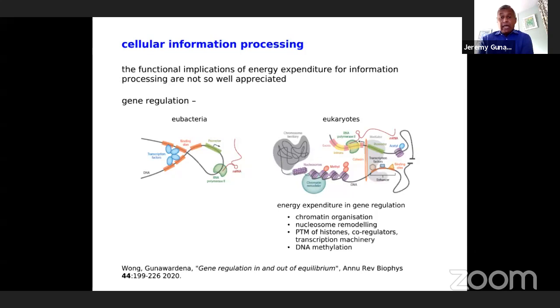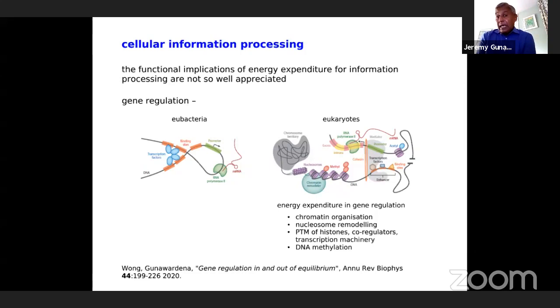And in the bacterial context, regulation seems to take place without the utilization of external sources of energy. Energy is required to bind and unbind, but it's borrowed from the thermal bath in which the components sit.